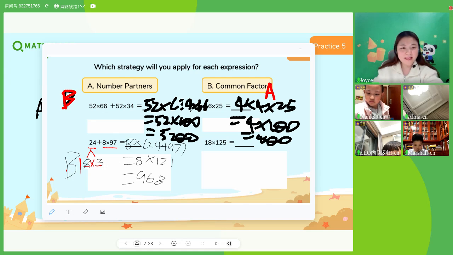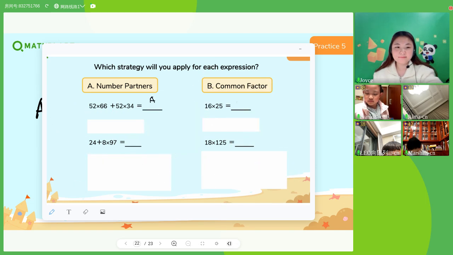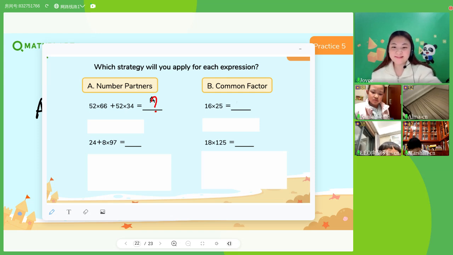Pardon? 8 times 3 equals 24. So we use 8 times 3 to replace 24. Clear? Which means on the right hand side, just try to use 8 times 3 plus 97. Okay? Elma, we need to find out the answers. What's the answer here?